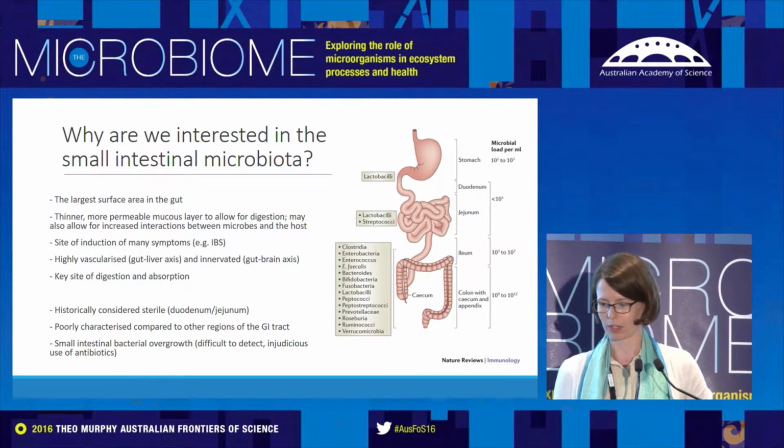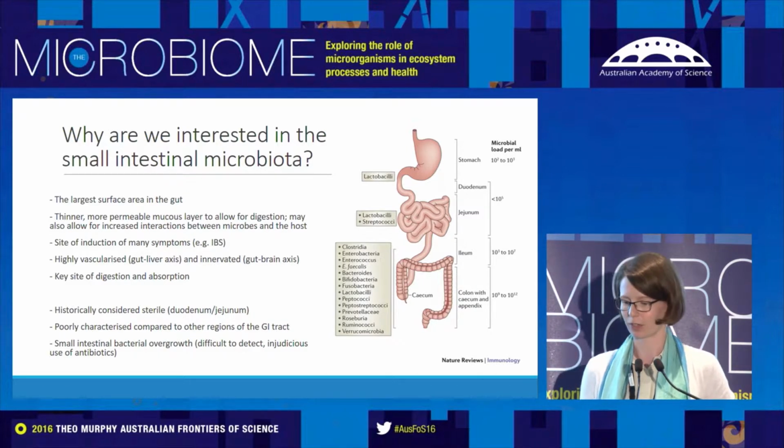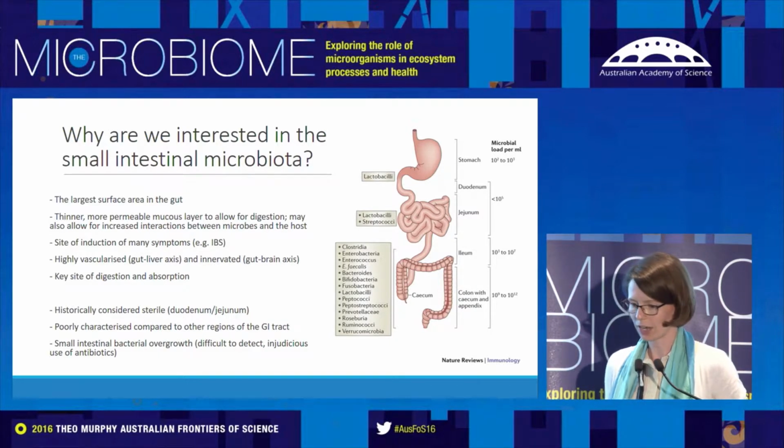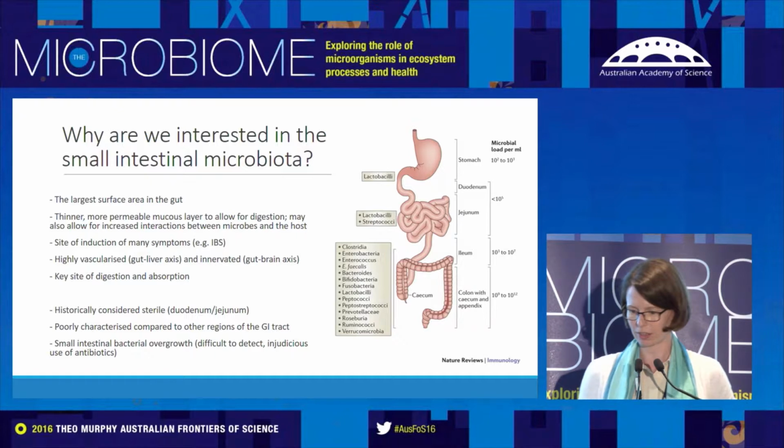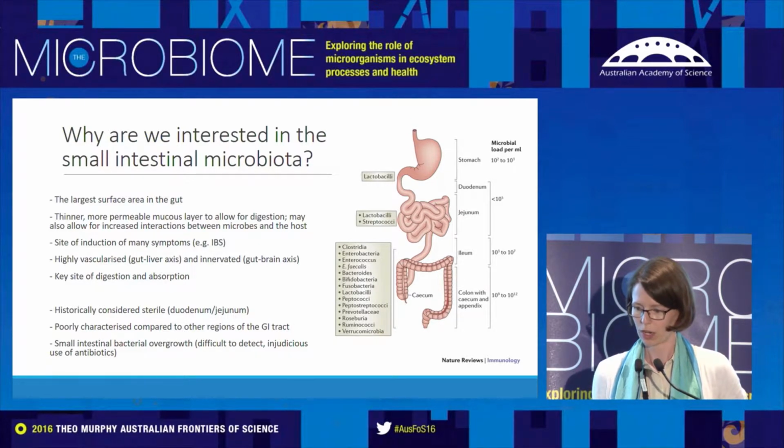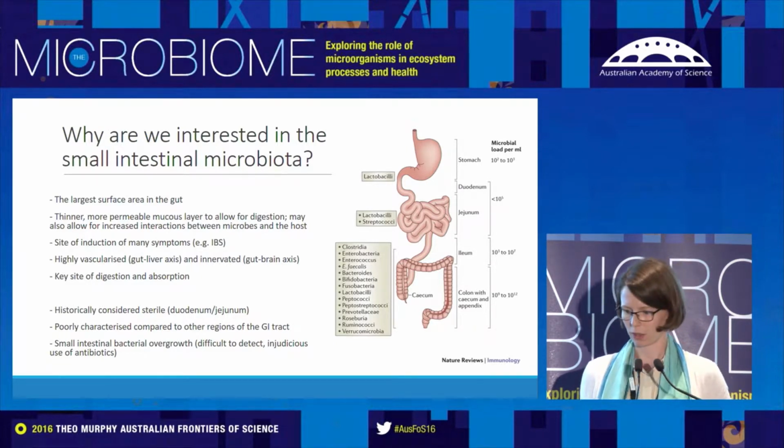So it's important to think about all of the different regions of the gut. The small intestine has the largest surface area in the gut. It's also got a thinner, more permeable mucus layer compared to, say, the large bowel, and this is to allow for digestion and absorption to occur, but it also creates the potential for increased interactions between microbes and the host.